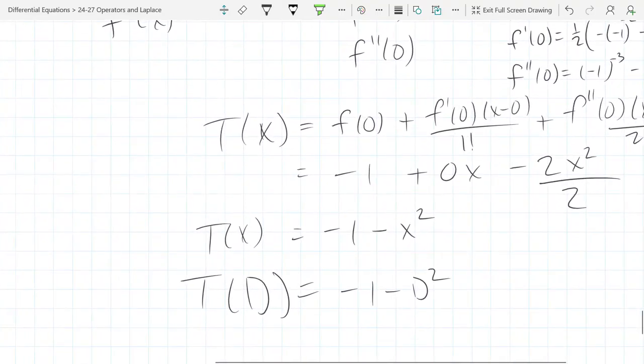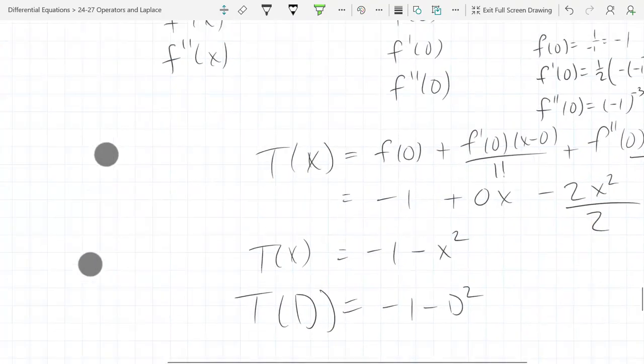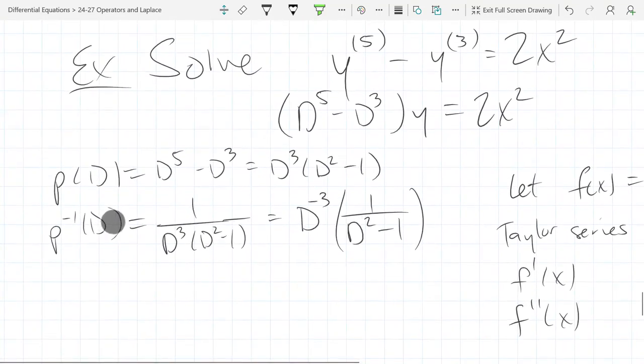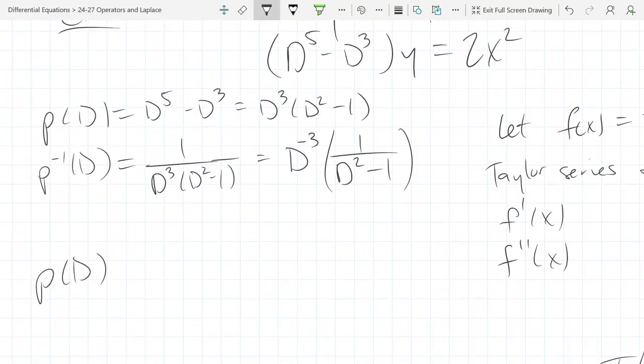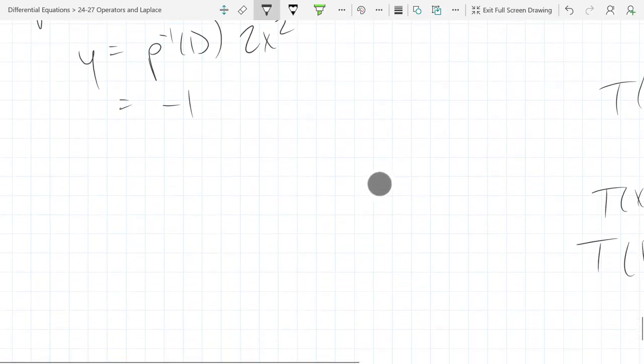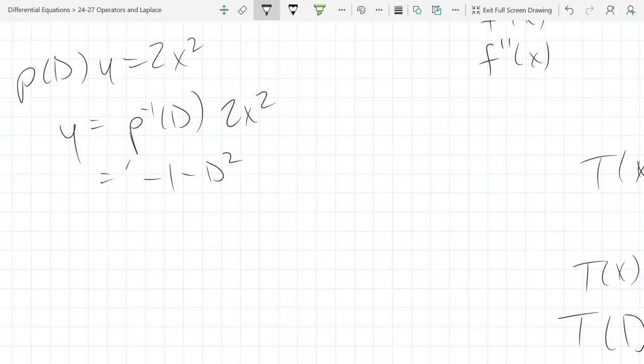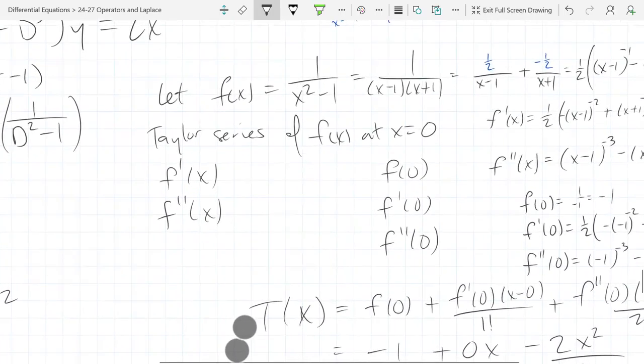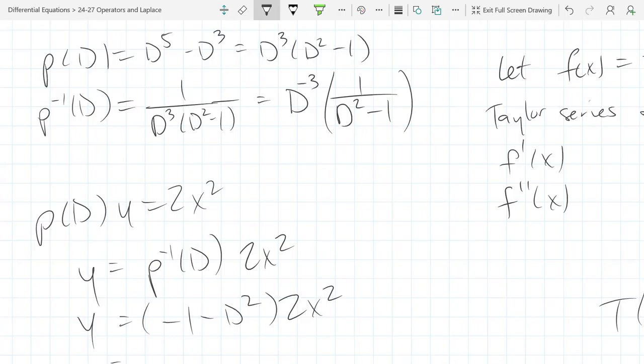All right, so if you made it there, good job. And all we need to do is rewrite, somewhere up here, we got that. So this is P dy equals 2x squared. So y is P inverse applied to 2x squared, which is that negative 1 minus d squared. Oh, yeah, absolutely. Wow. Where did we just drop that? Somewhere. There we go. P inverse of D. So we converted that part right there. So I need to rewrite one quick step. So that's D to the negative 3, times minus 1 minus D squared. There we go.